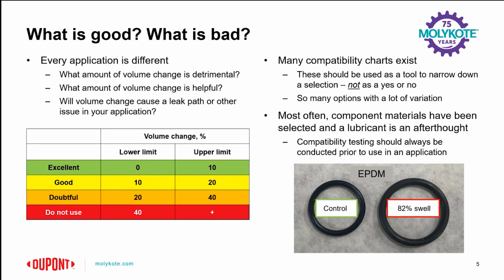I also highlight that there's many compatibility charts that exist. These should really be used as tools to narrow down a selection and not necessarily a yes or no for a specific material. There's just so many different options out there, so many different variations, that I try to take them with a little grain of salt. So most often the lubricant is selected as an afterthought. So compatibility testing should always be conducted before you move the application into production.